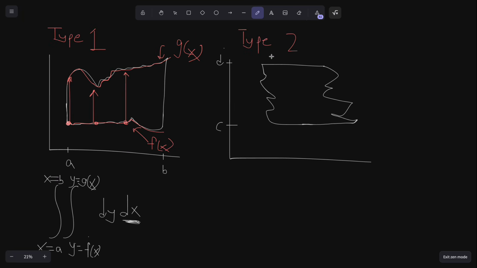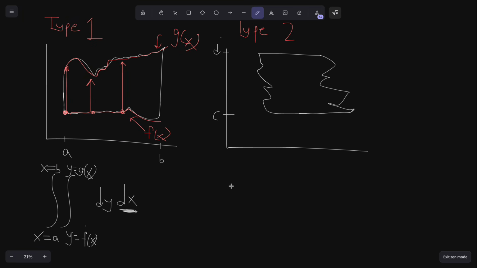Now, for type 2 regions, it's just going to be the opposite of that. For type 2 regions, first we're going to integrate with respect to x first, and then with respect to y. And then your y value is going to be a constant. So y is going to range from c to d, in this case, c to d. And the x value bounds can be functions. So the x value bounds can be from f of y to g of y.